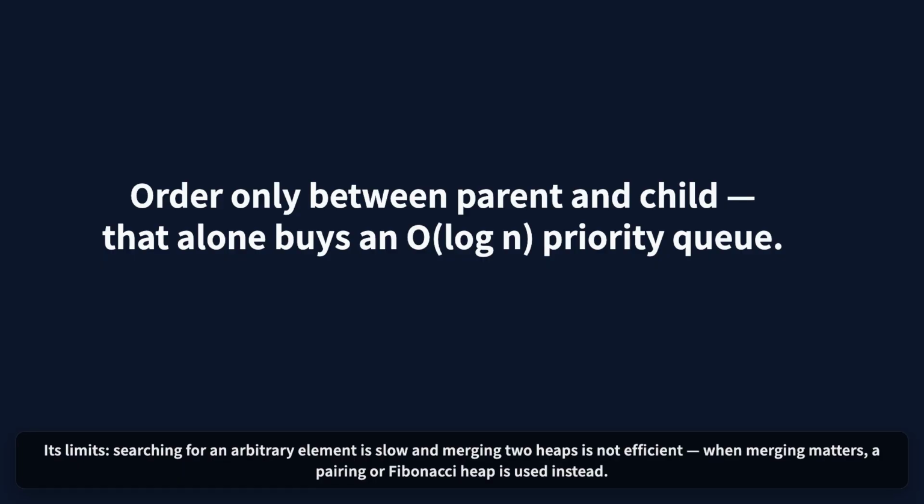Its limits. Searching for an arbitrary element is slow, and merging two heaps is not efficient. When merging matters, a pairing or Fibonacci heap is used instead.